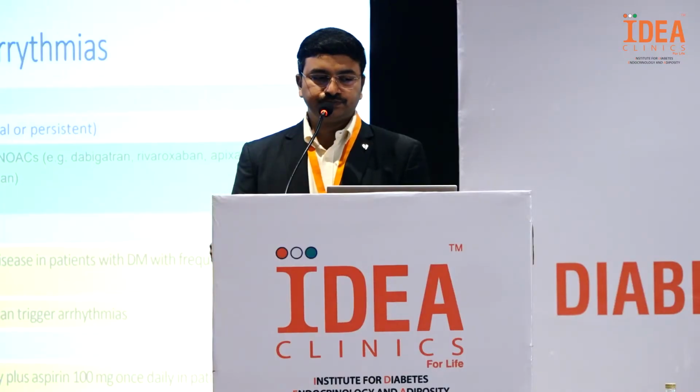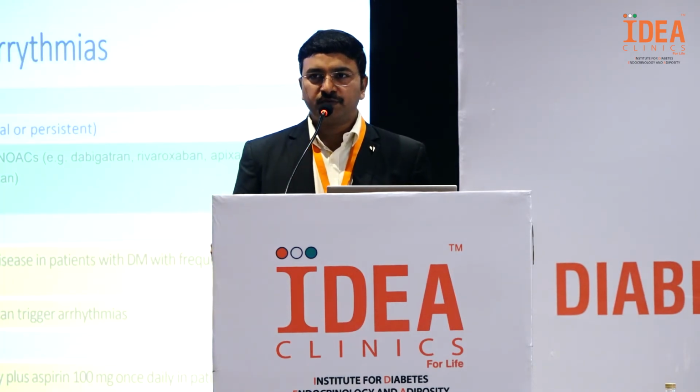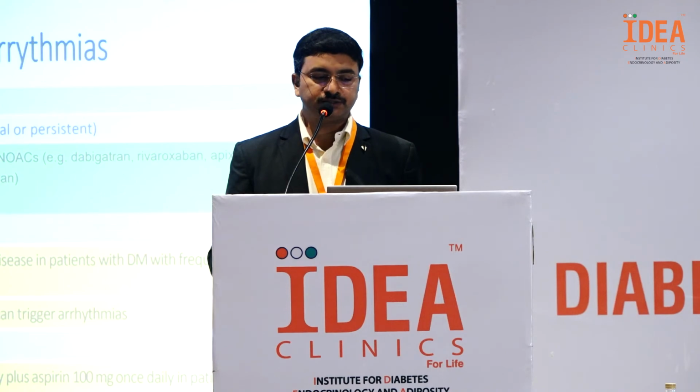So coming to management of arrhythmias, if the person had atrial fibrillation, then the NOACs are preferred, that is rivaroxaban or apixaban or dabigatran, when compared to warfarin or acenocoumarol. If the person had frequent ventricular premature contractions, we need to look for structural heart disease or any atherosclerotic cardiovascular disease. And hypoglycemia should be avoided because hypoglycemia is a predisposer for arrhythmias and sudden deaths.